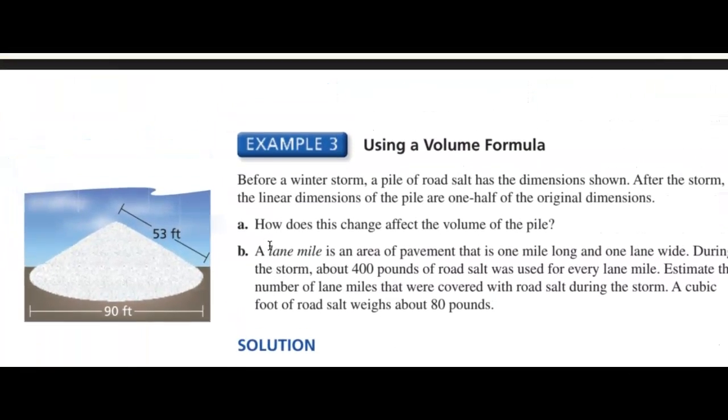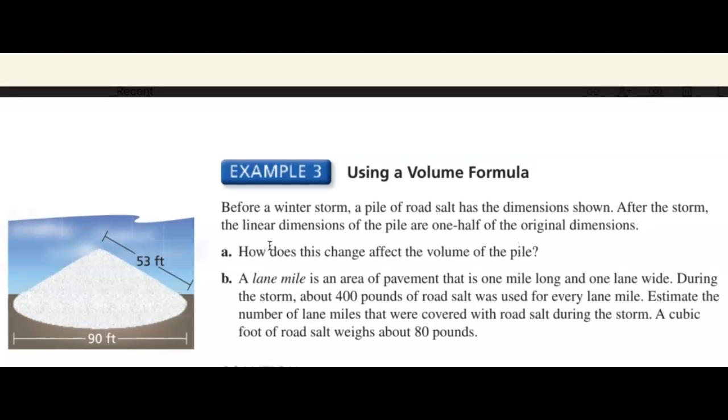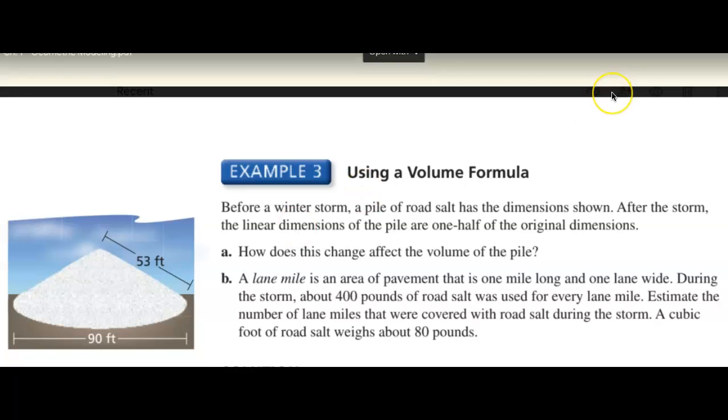Okay, so we're going to start off taking a look at example 3, because I think this is really the most interesting one, and it combines everything that you need to know for this section. So example 3 is a giant cone of road salt. It says, before a winter storm, a pile of road salt has the dimensions shown. After the storm, the linear dimensions, so not the square feet or the cubic feet, but the actual feet, the linear feet, are 1/2 of the original dimensions. How does this change affect the volume of the pile?